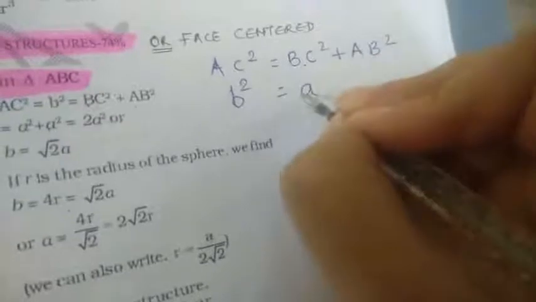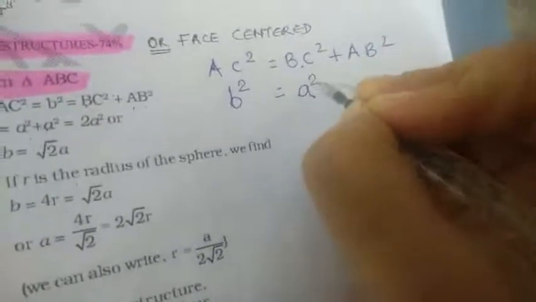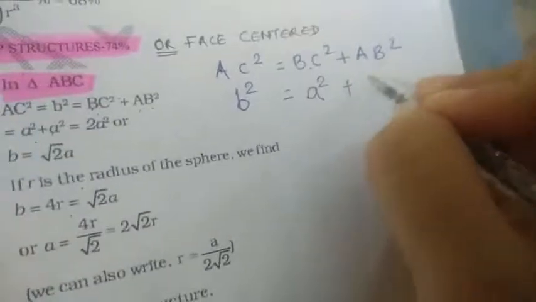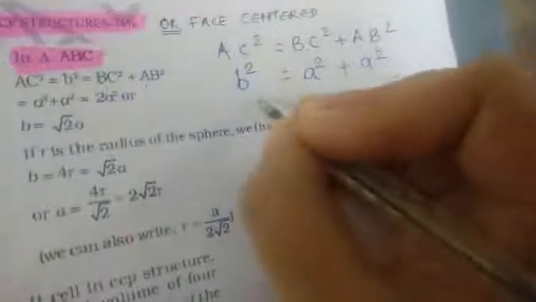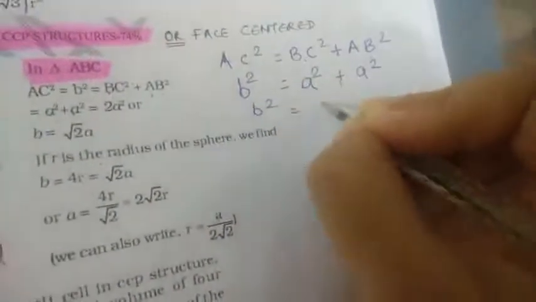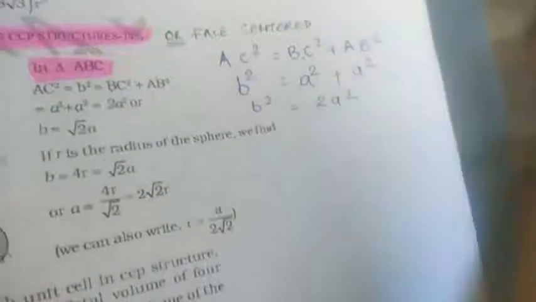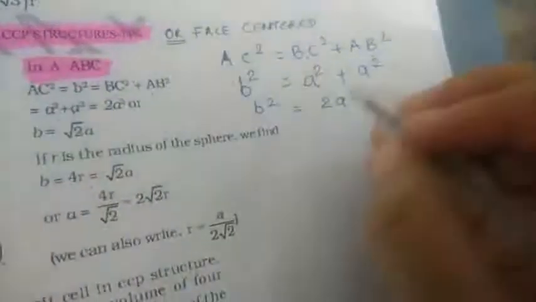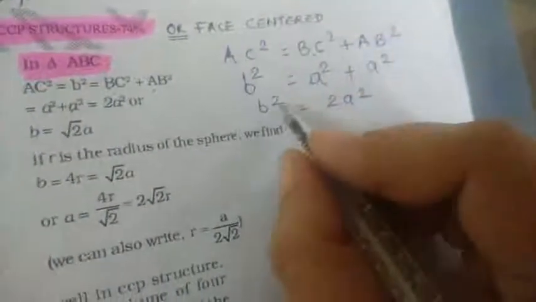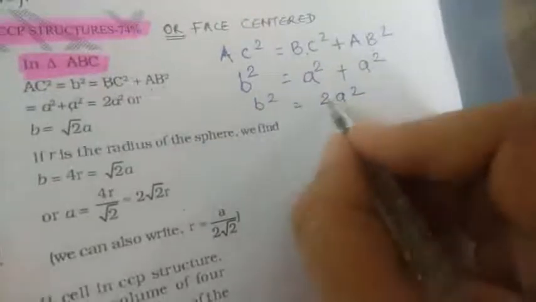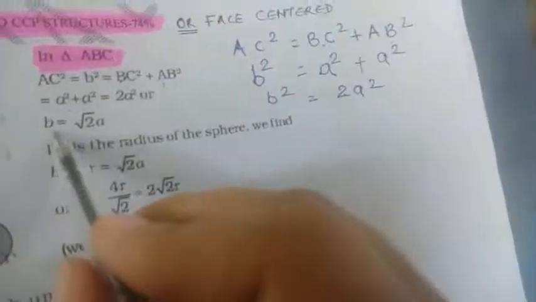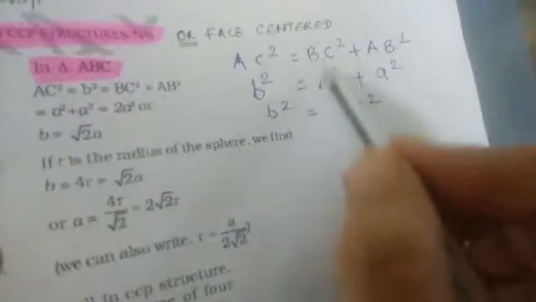So if BC is equal to A, BC square will be equal to A square, plus AB is also an edge, so A square again. So what we have got, BC square is equal to, we can write it as 2A square. Understand? And if I remove this square from here and take it to this side, it will become a root.